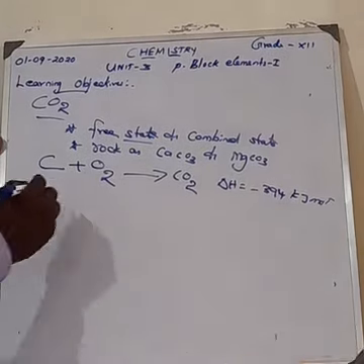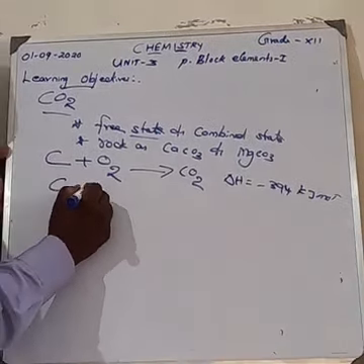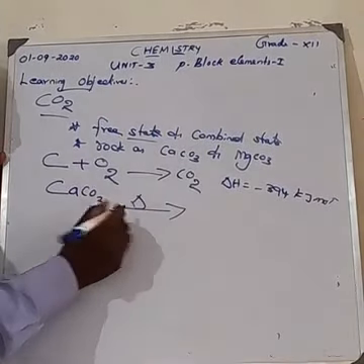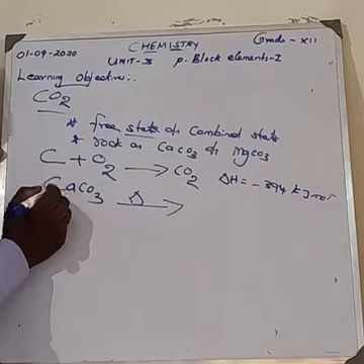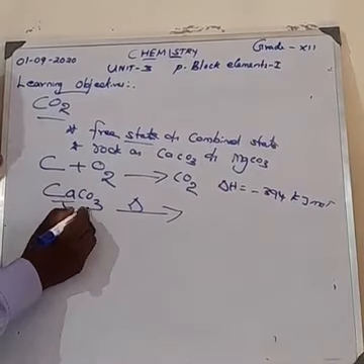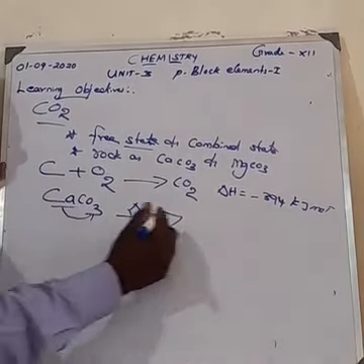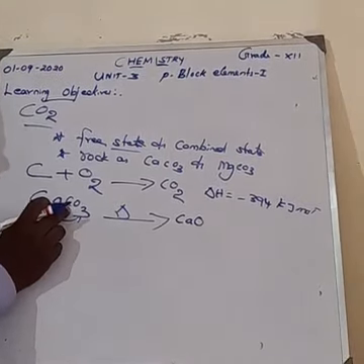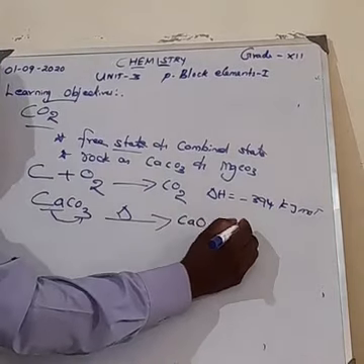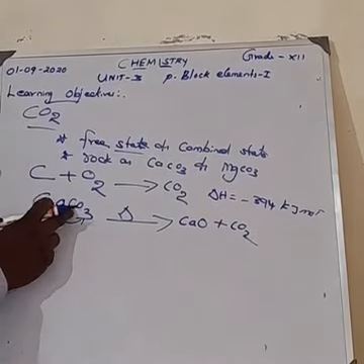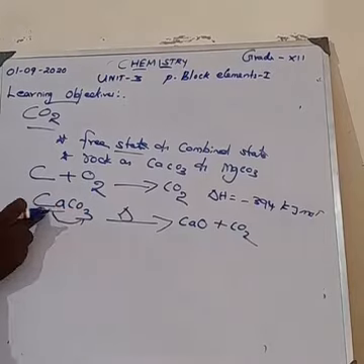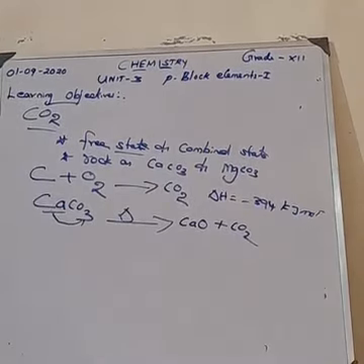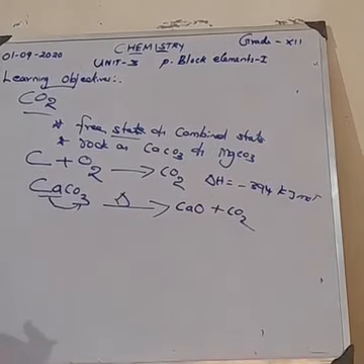Next, calcium carbonate undergoes decomposition on heating. One of the oxygens combines with calcium to form calcium oxide. What's the remaining product here? Carbon dioxide, CO2. Carbon and CO3 having, one of the oxygens combines with the calcium to form calcium oxide. The remaining one is CO2. This is a preparation of carbon dioxide.